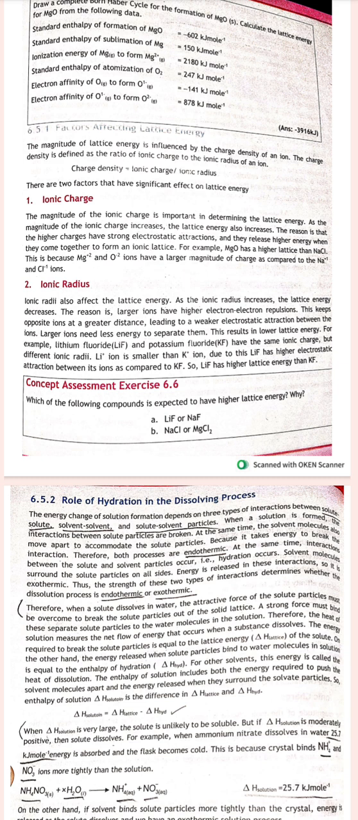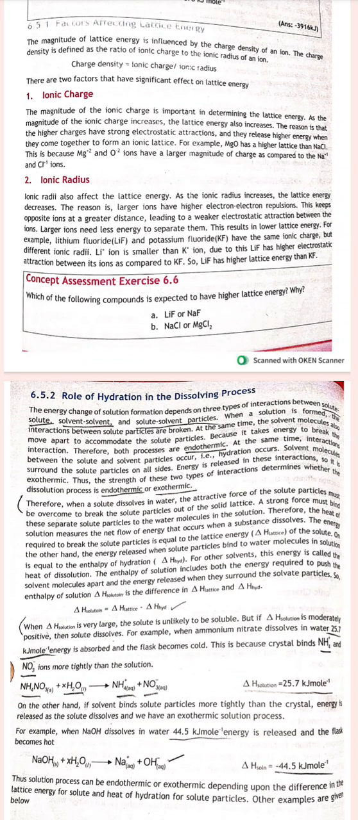For example, MgO has higher lattice energy than NaCl. This is because Mg2+ and O2- ions have large magnitude as compared to Na+ and Cl-. Ionic radius also contributes: when the radius is high, the lattice energy decreases.